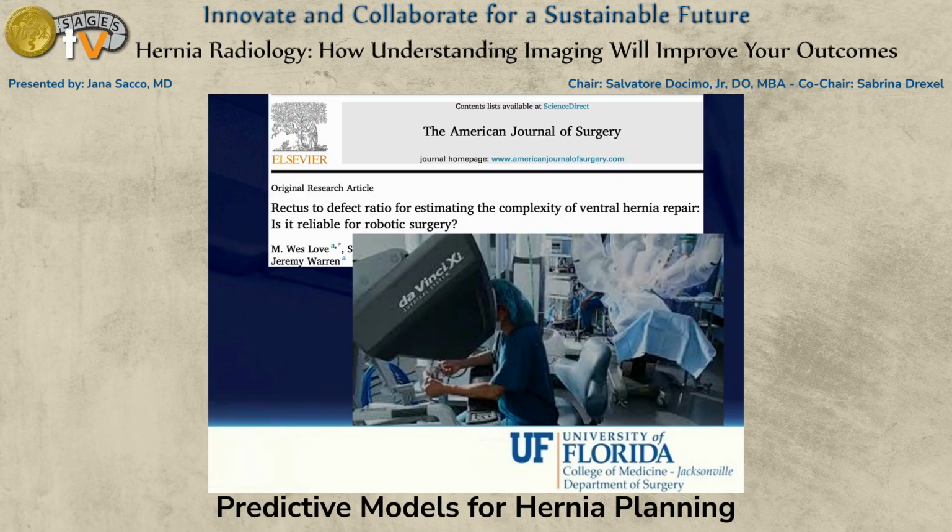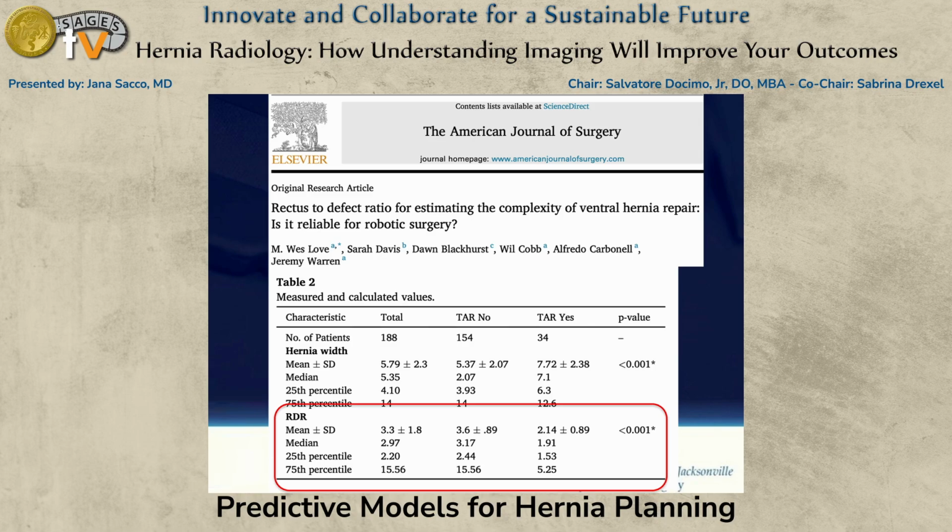But we're doing everything robotically now, right? So do these numbers apply? Is it different? I think it is. They used the exact same formula, the exact same measurements. And what they showed was that you need a higher ratio in order to appropriately predict the ability to not need the component separation.